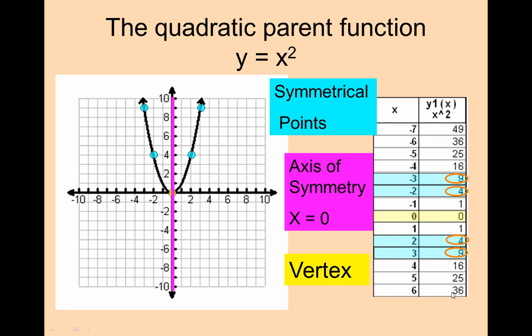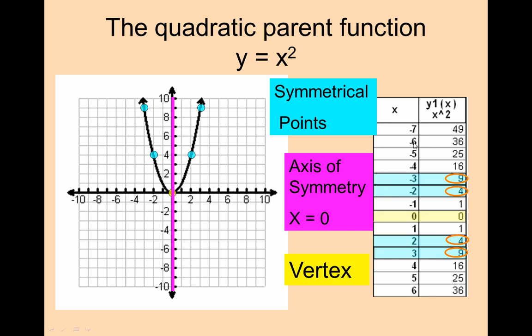I should be able to look in a table and find my symmetric pairs, like 36, 36, 25, 25, 16, 16. You will find that the vertex is the only one that doesn't have a partner in the y. The reason points are symmetrical is because they are the same distance away from the AOS on each side. So like this top one up here, I have 3 to the right, 3 to the left. 2 to the right, 2 to the left. They're the same distance.